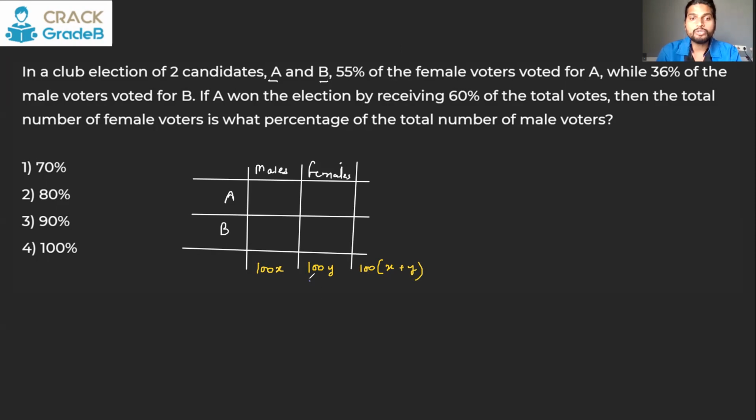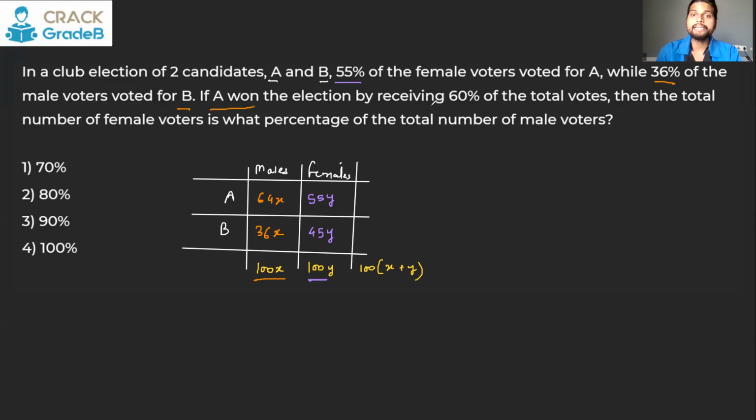Now it says out of the total female voters, 55% voted for A. So out of this, 55% means 55y, they voted for A. That means the remaining 45y, they voted for B. Similarly, 36% of the male voters voted for B. So out of the 100x male voters, 36% means 36x, they voted for B. So the remaining 64x, they voted for A.